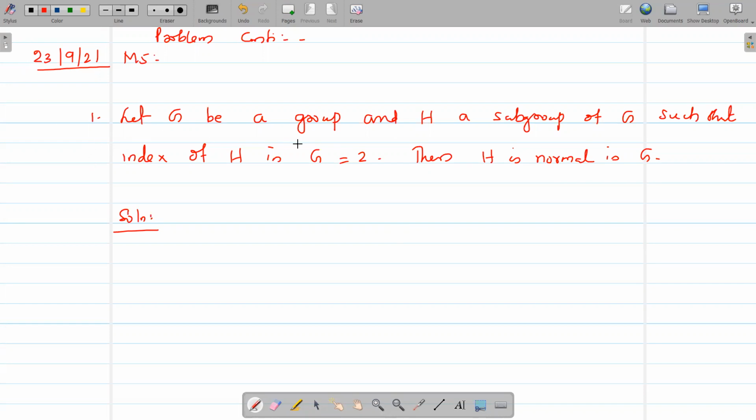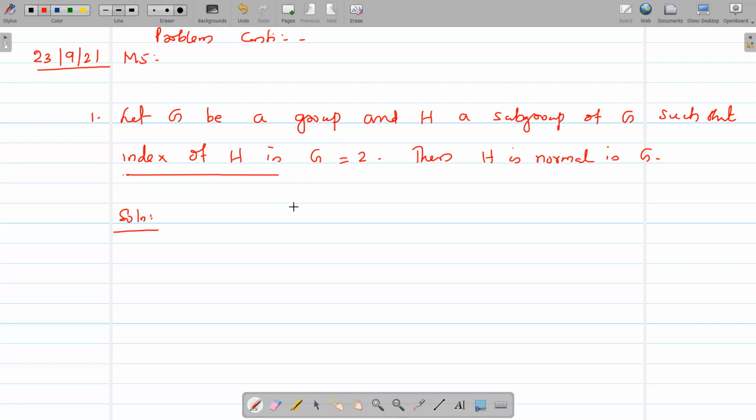ആദ്യത്തെ പ്രോബ്ലം, let G be a group and H a subgroup of G such that index of H in G is equal to 2. Then show that H is normal in G. So we know that index of H in G is the total number of cosets of H in G. Total number of right cosets as well as total number of left cosets.